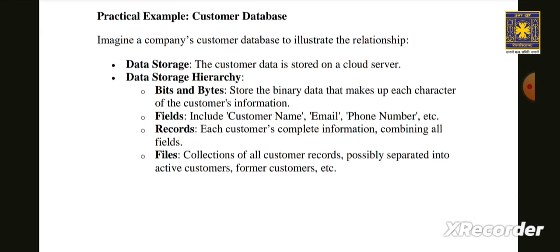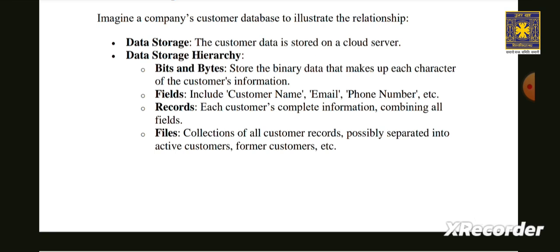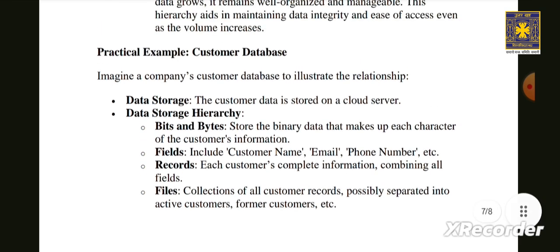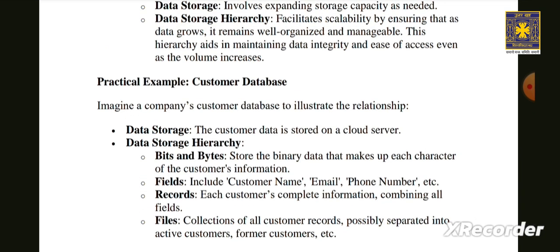Now, at the lowest level of the hierarchy, we have bits and bytes. These are like the building blocks of your data, storing the binary code that we have already discussed previously, which represents each piece of information such as a customer's name or email. Moving up the hierarchy, we have the fields. Each field holds a specific piece of information like customer names, emails and phone numbers. So in this way we can see how data storage and the data storage hierarchy play an important role in data processing techniques in business management.